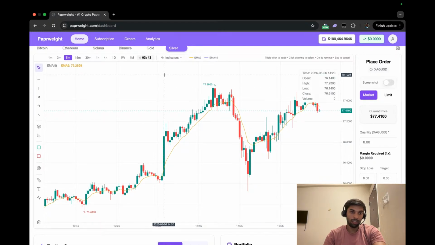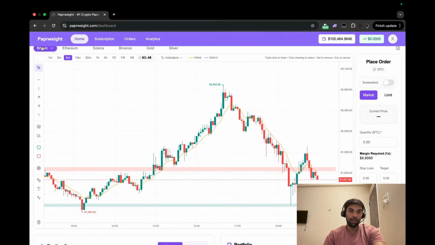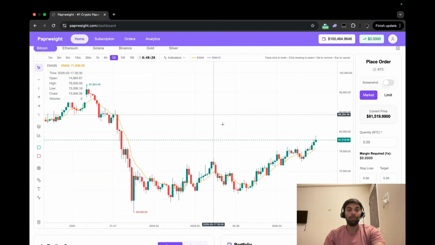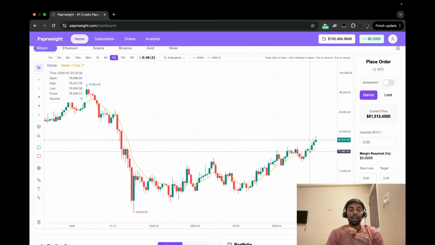Let's see what is happening. Let me delete the entire drawings. All right, so let's see what is happening on the daily time frame. In the daily time frame, the market is in higher highs. As you can see, the EMA direction is upward, which means the market is going in the up direction. And if the market is going up on the daily basis, then we as traders, as scalpers, have to trade in the direction of the market.